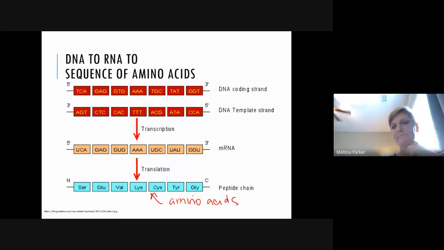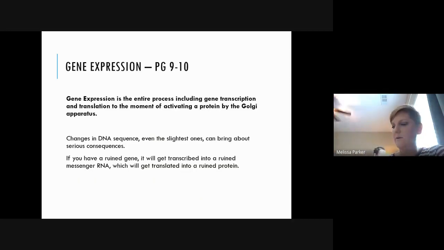So you don't have to memorize which amino acids are which. There's lots of them. So you just need to know that this is where we're rewriting, and then this is where it's translated into the amino acids here. All right, so gene expression.